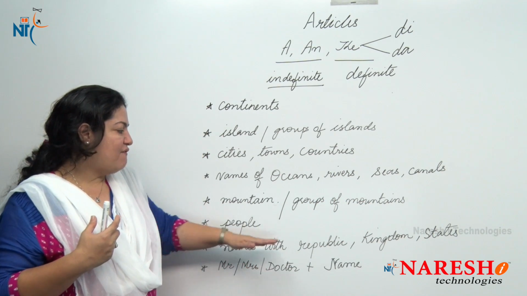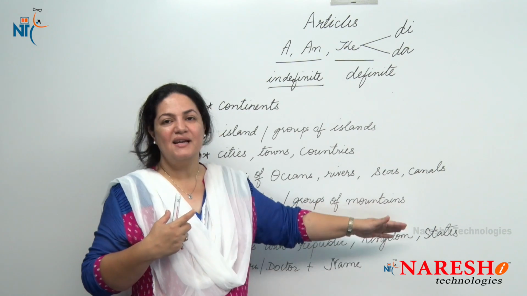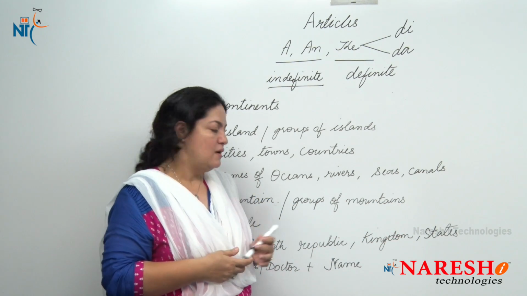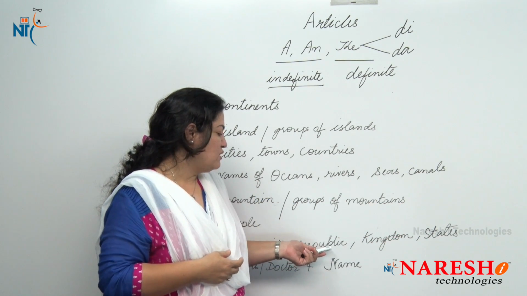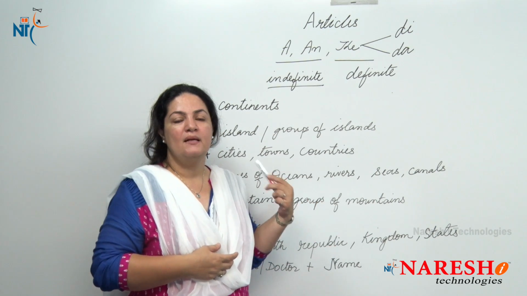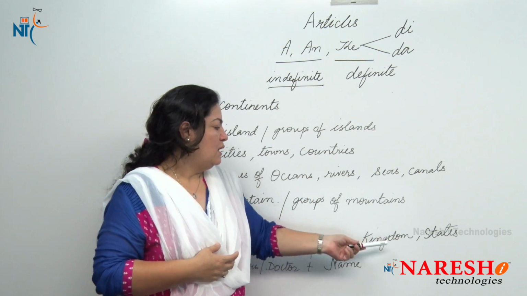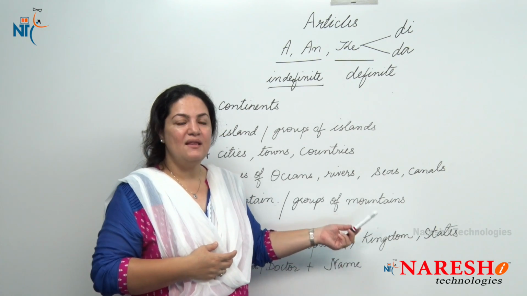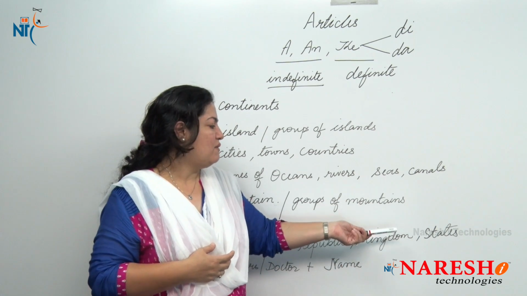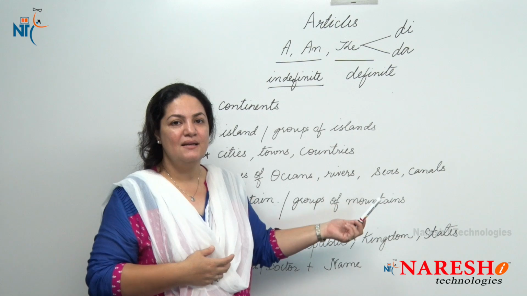Next is when we have names with republic, kingdom, states, we usually use the before it. So if you think about a name which starts with republic, you say the Czech Republic, the Dominican Republic, we use the. When we are talking about kingdoms, we say the United Kingdom, and when we are talking about states, we say the United States.